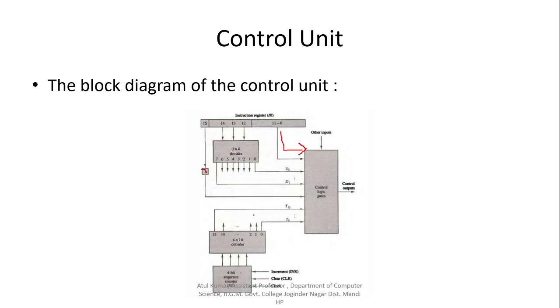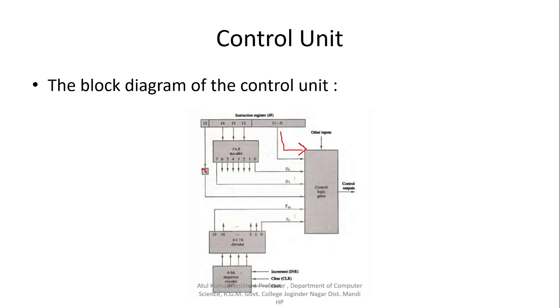And here you can also see the output of the decoder. The decoder gives 8 outputs, as it is a 3 into 8 decoder. So we have 3 inputs, and these 3 inputs are decoded to 8 outputs: 0, 1, 2, 3, 4, 5, 6 and 7. And these output lines D0, D1 and up to D7 are given to the control logic gates.